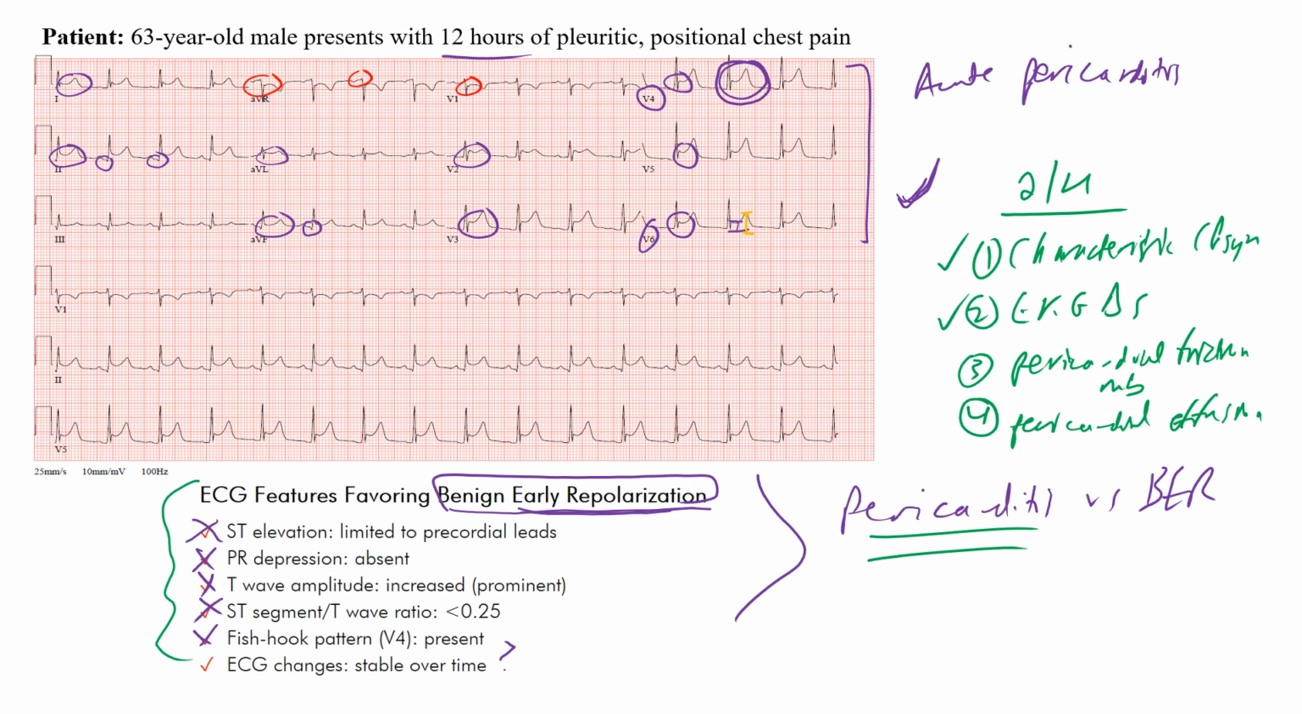T-wave amplitude is increased and more prominent compared to pericarditis. The ST segment to T-wave ratio, okay, is less than 0.25, and there's often that fishhook pattern. So these two things here are the two key things, and I think they're quite interesting, okay, to keep in mind, and things that you can share with your colleagues. So hopefully that's something helpful for you.